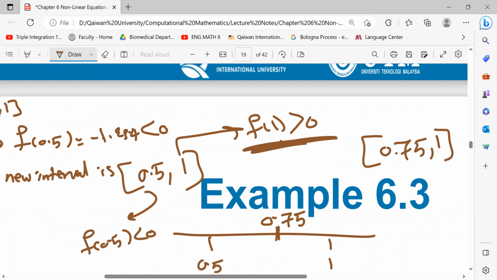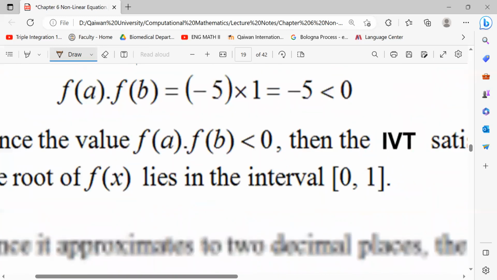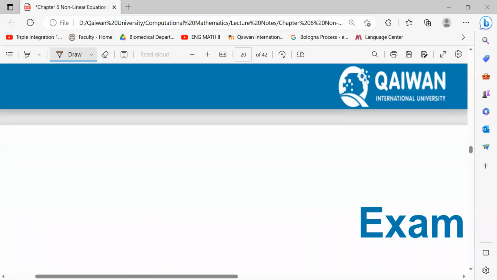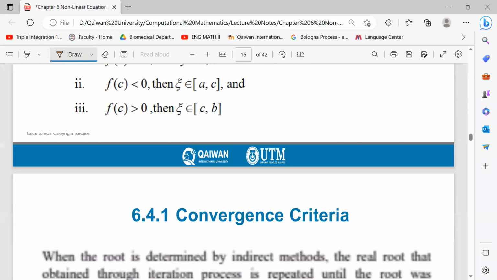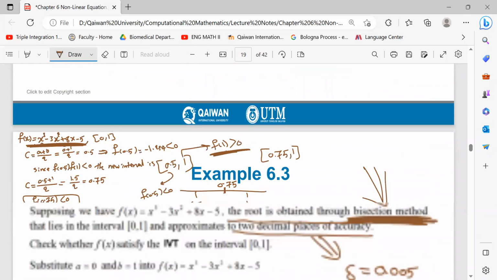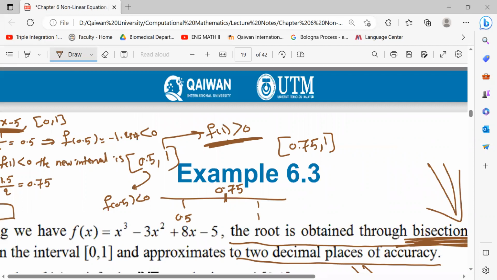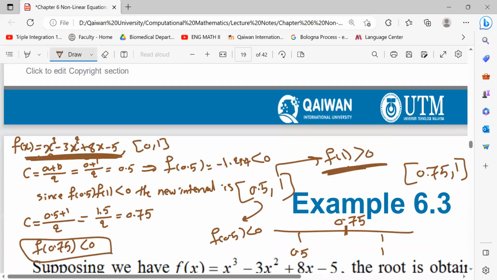Then we will be continuing. Our new interval is, let me write down here, 0.75 and 1. Then we do the same as we did in the first step. You need to write down all of these. This is the first step.